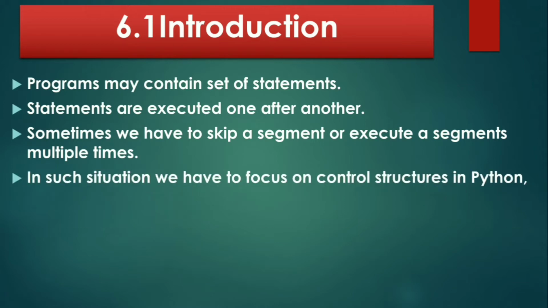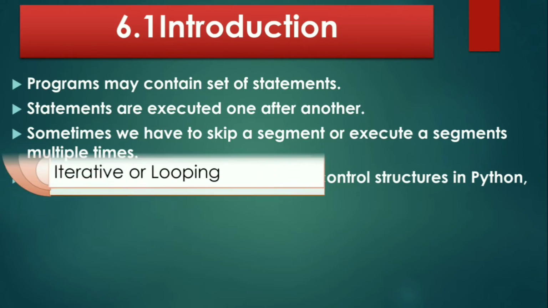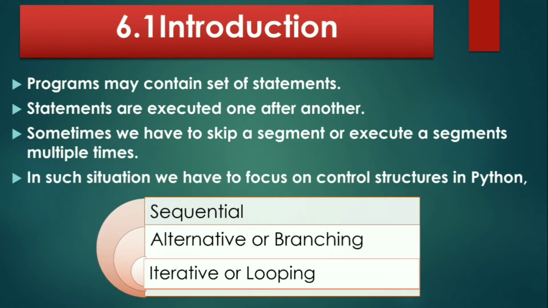So in such situations comes control structure. That is, the entire program should have a control. We may jump from one statement to another statement, or we will execute line by line, or else we will execute one particular segment multiple times. These are the three ways of execution. So it is maintained as control structures in Python. First one is sequential statement. Second one is alternative or branching, and the third one is iterative or looping. Let's get into the topic.